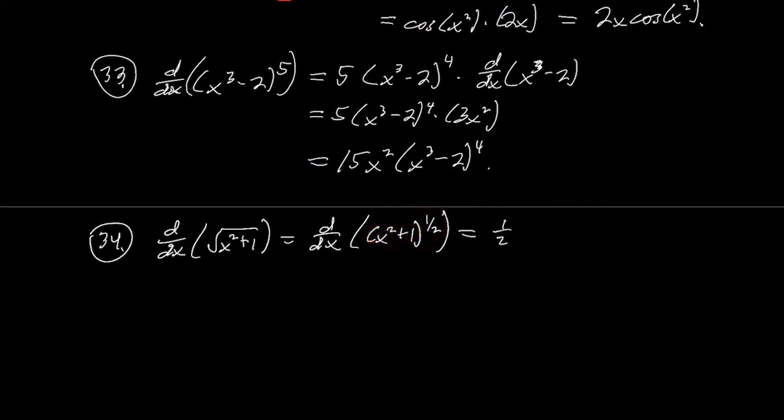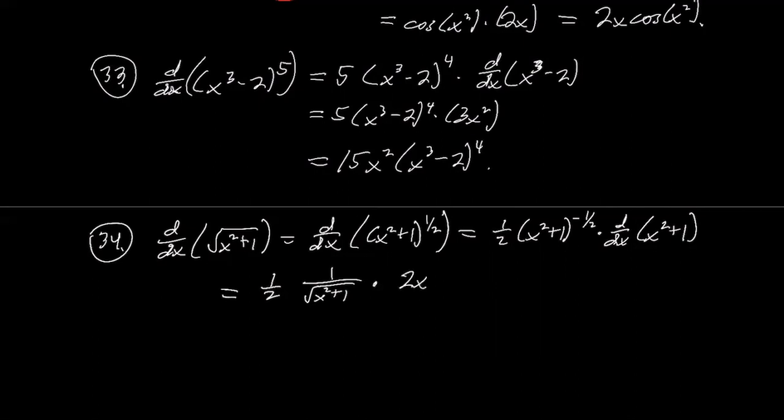So that's 1/2. We're applying the power rule, x squared plus 1 to the minus 1/2 times the derivative of x squared plus 1. So that's 1/2 times x squared plus 1 to the minus 1/2 power, which you could write as 1 over the square root of x squared plus 1. And then the derivative of x squared plus 1 is just 2x. Now let's see, these 2's cancel. And you just get, looks kind of nice actually, x over square root x squared plus 1. Okay, so that's that derivative.